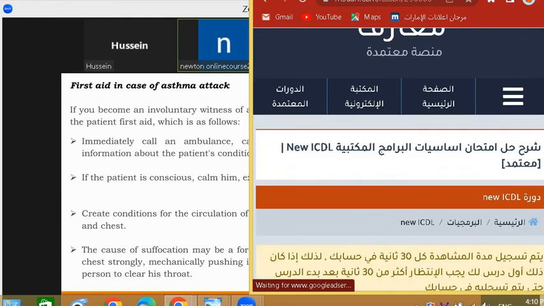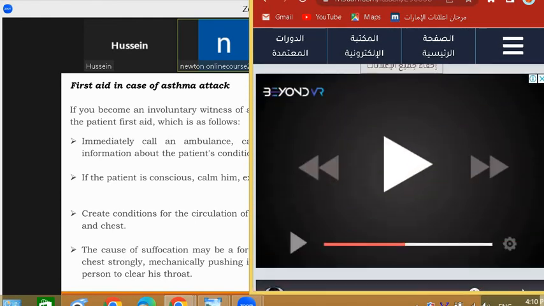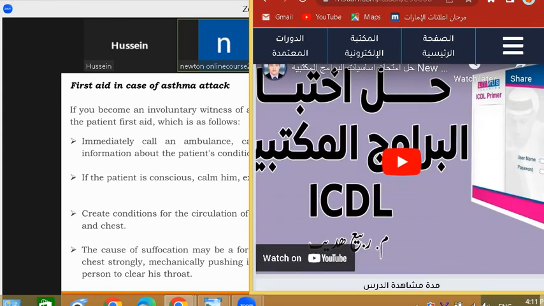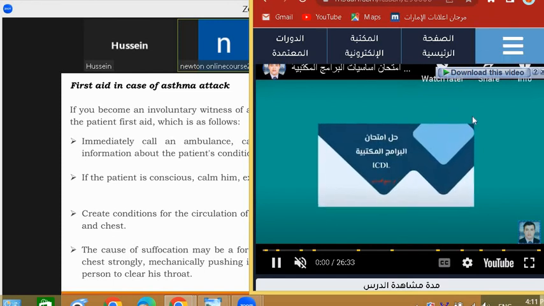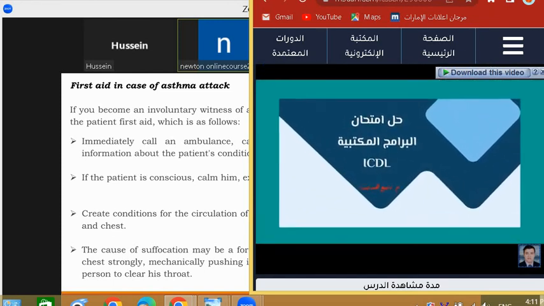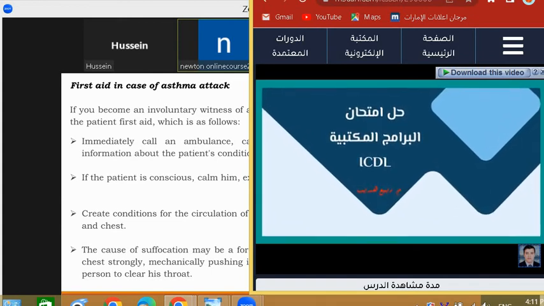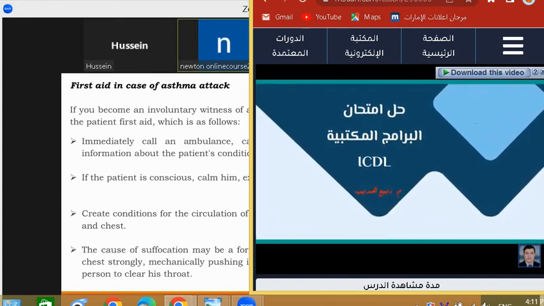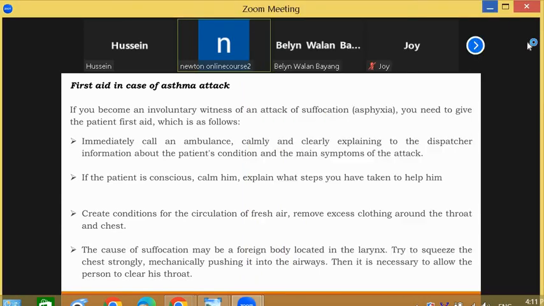If you are a witness to the attack or suffocation, what will you do in that situation? Immediately you have to call an ambulance. Your first major priority is to call the ambulance and calmly and clearly explain what has happened there, what the patient's condition is, and what the symptoms are. You have to explain everything to them.